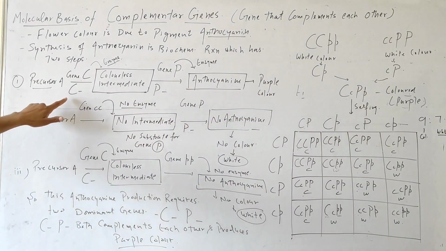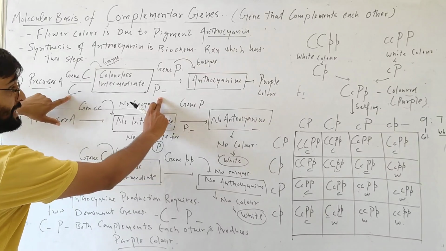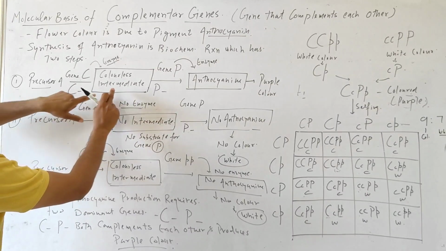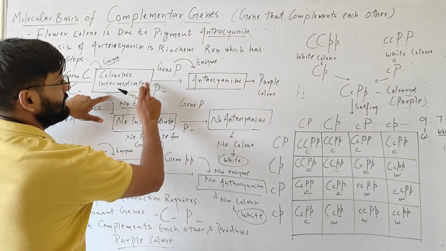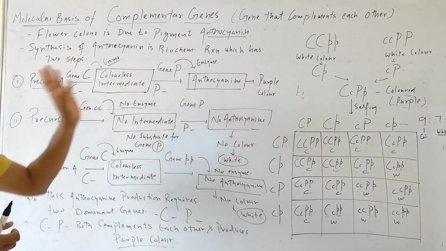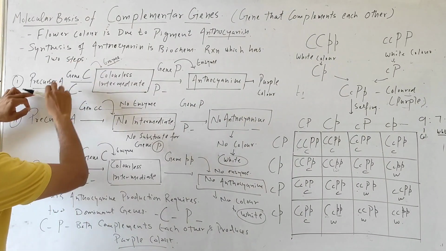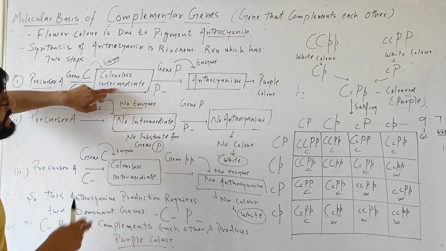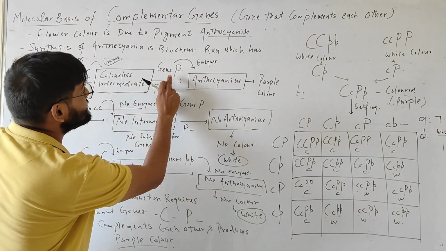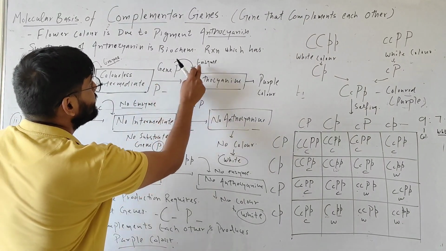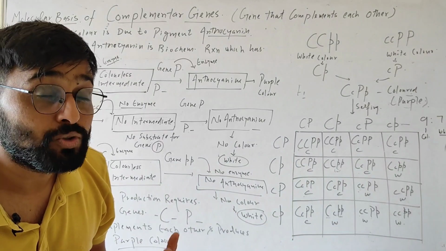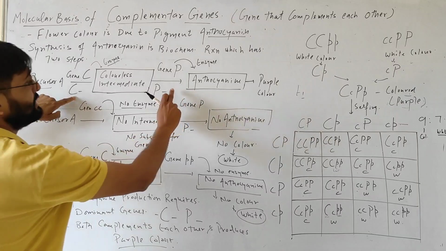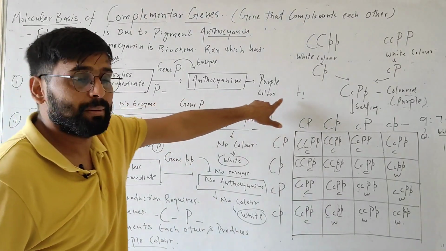So this is the first case. When both genes, capital C and capital P, are present, the color is purple, because capital C converts the precursor into a colorless intermediate, and this colorless intermediate is converted by the capital P gene into anthocyanin. If any of them is absent, suppose capital C is absent, then the precursor can't be converted into the colorless intermediate. If the colorless intermediate is not there, then the enzyme produced by the capital P gene can't act, because it has no substrate. So anthocyanin cannot be produced. When both genes are present, anthocyanin is produced and the color is purple.